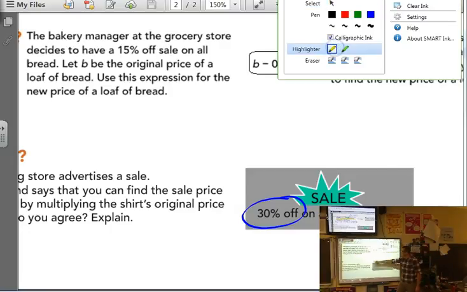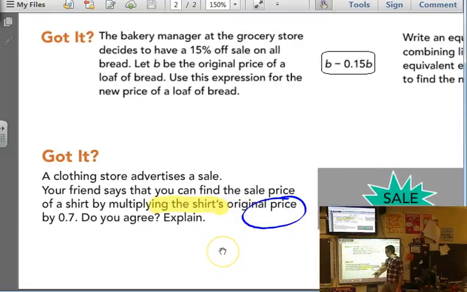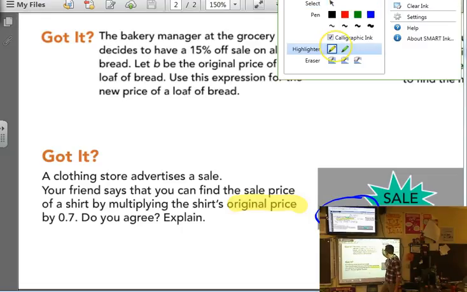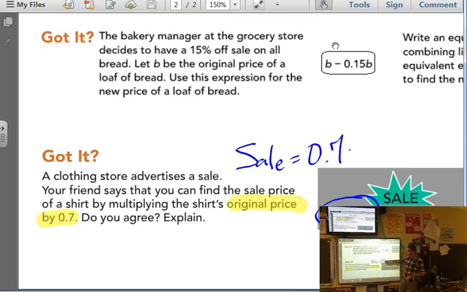Just take the old price and multiply it by 0.07. Or sorry, by 0.7. Got dyslexic there. Is your friend right? They say you can calculate the sale by doing 0.7 times the original price. Lily, what do you think?